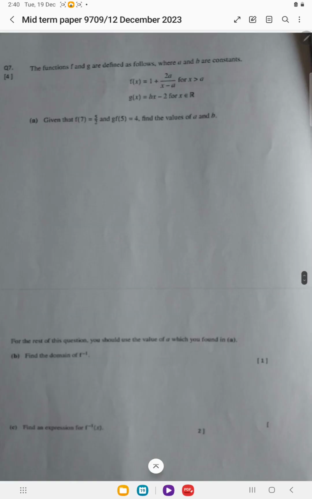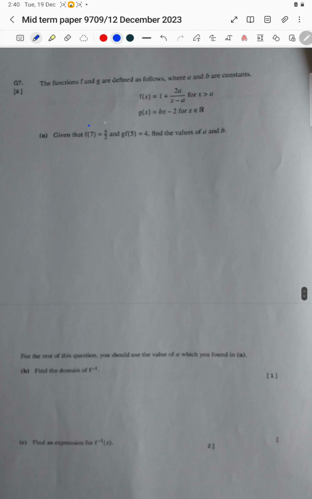I hope you got it. Okay guys, this is a question taken from the topic functions. f and g are defined as follows: f of x as this one and g of x this one. Given that f of 7 is equal to 5 by 2 and g of 5 is equal to 4, find a and b.